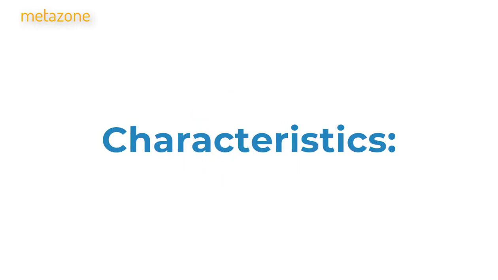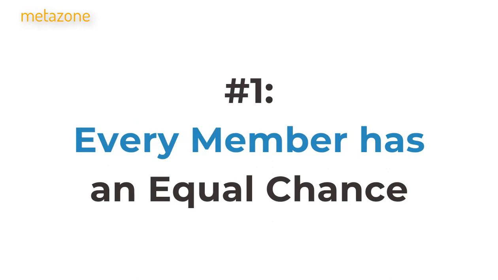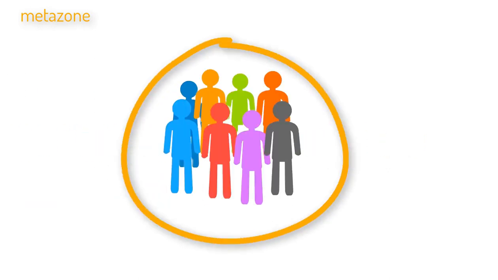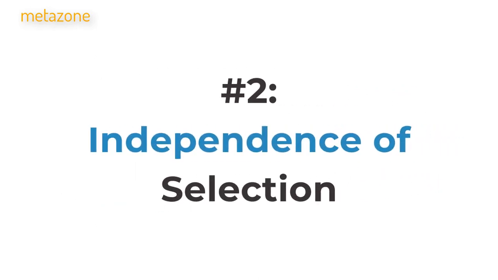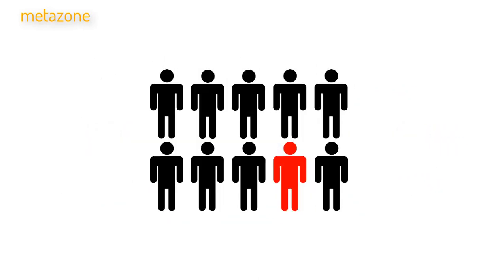Every member has an equal chance. In simple random sampling, each member of the population has an equal chance of being selected. This means that each individual, item, or element in the population has the same probability of being chosen as any other. Independence of selection. Each selection is made independently of the others. This means that the selection of one element does not affect the selection of another.